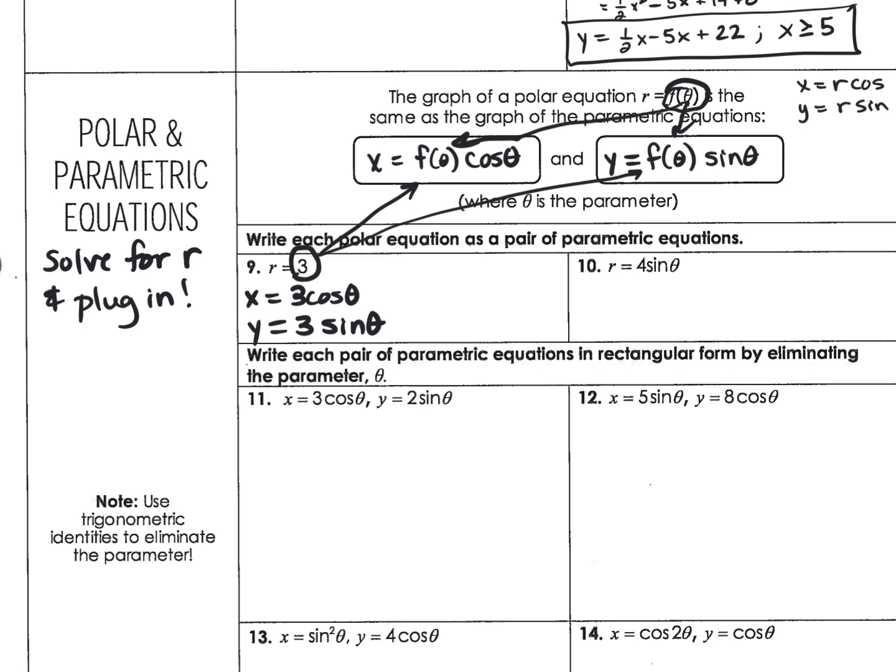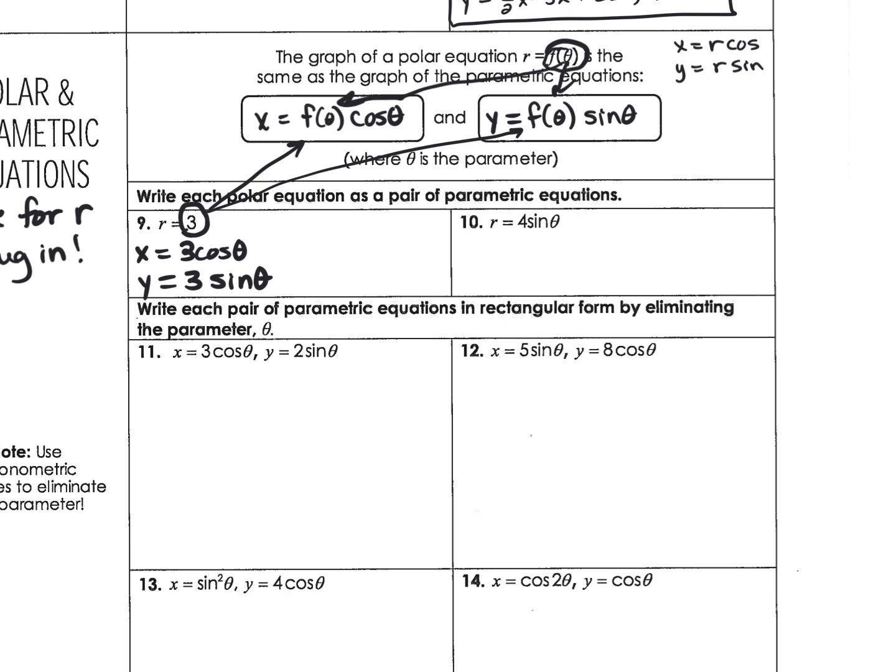So same thing again. Look at number 10. x is going to be what? Four sine theta, that's our r, right? Our f of theta, times cosine theta, and then y would be what? Yeah. 4 sine theta times sine theta, which would be 4 sine squared theta, wouldn't it? We're literally just plugging in.